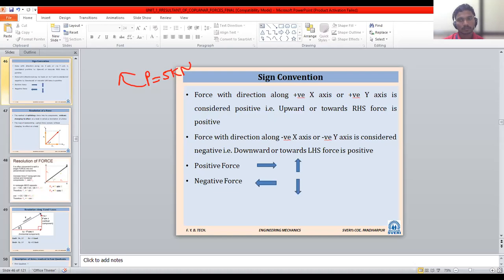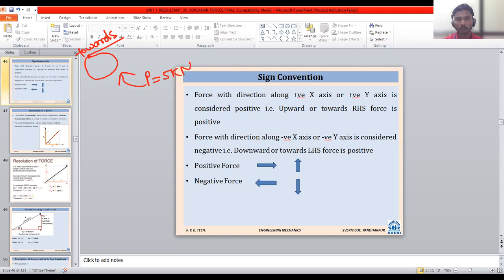5 kilonewton. What will be its x component? 5 kilonewton. Very good, because due, what is the meaning of due? Yesterday we have seen. Towards. Towards or along? Towards. Along means this force is horizontal.